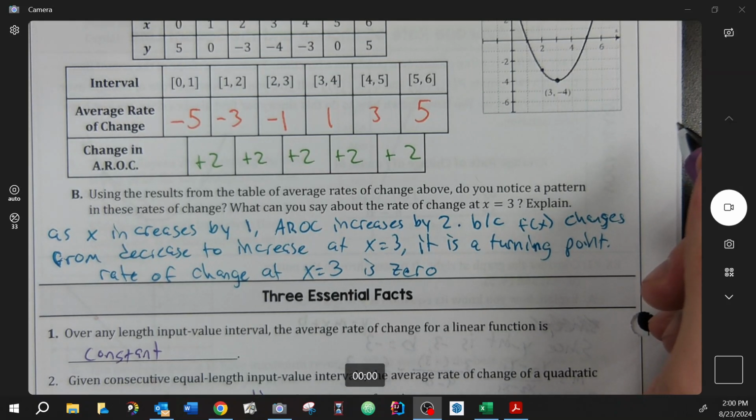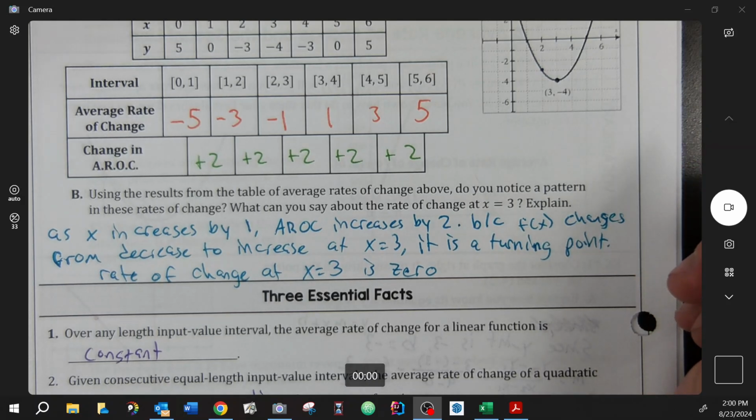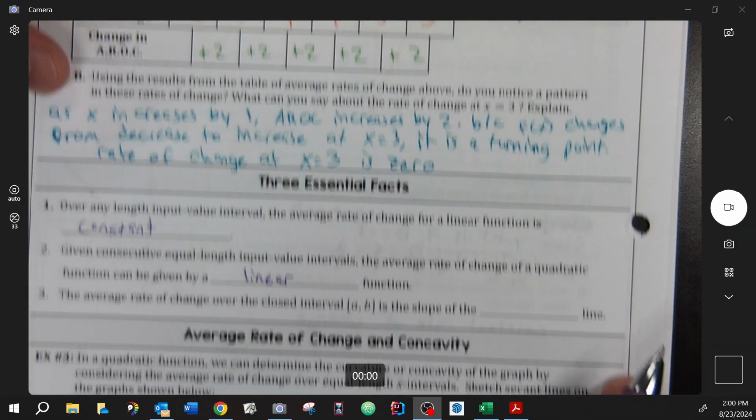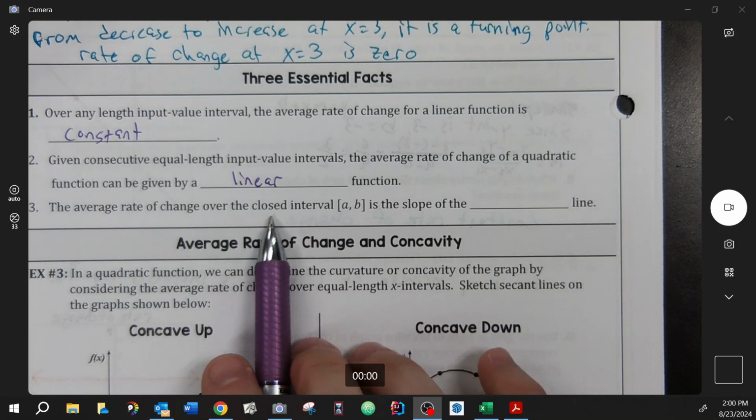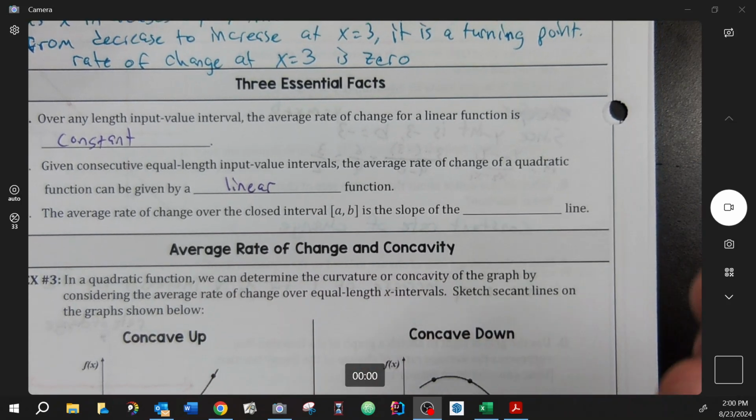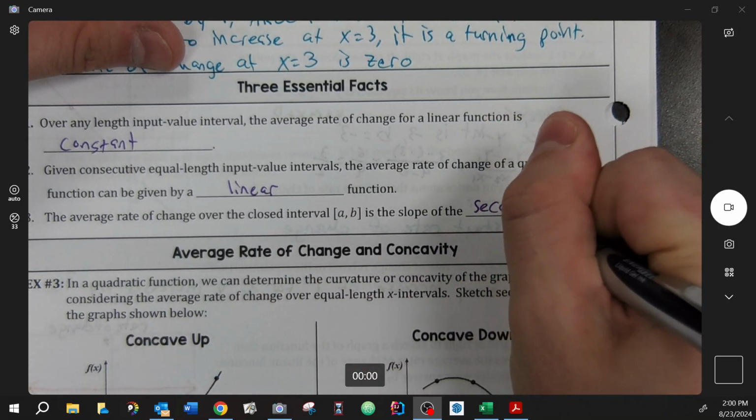Instantaneous rate of change is, for lack of a better way of saying it, the slope of the curve at one x value. You're technically not allowed to say slope at one x value because that implies you divided by 0. But for lack of better words, that's as good as I can make it. Anyway, the average rate of change over the closed interval a to b is the slope of the secant line. Okay, we already knew that.